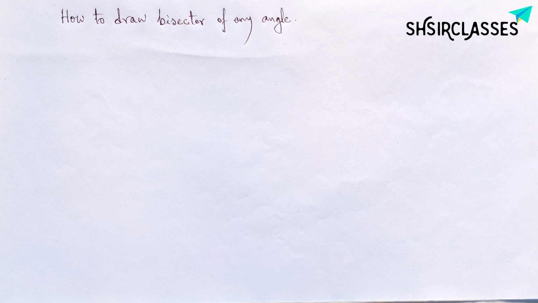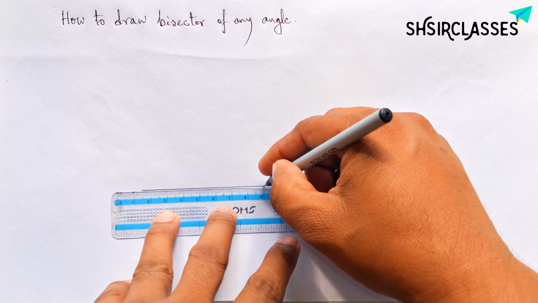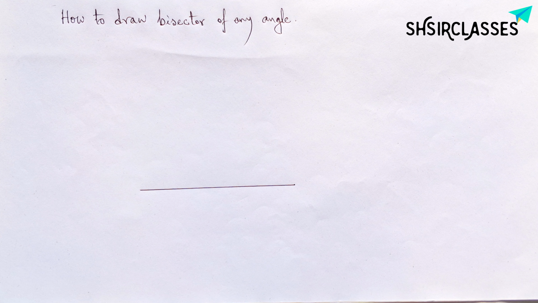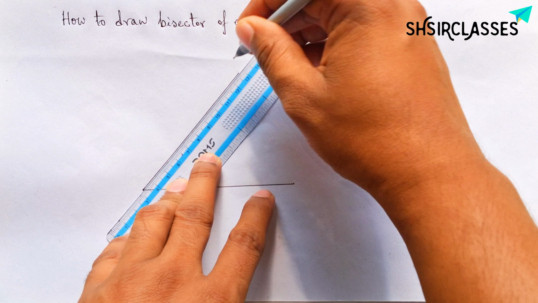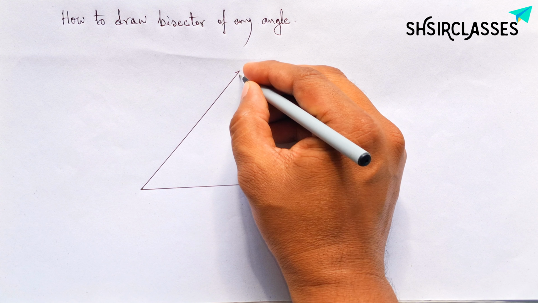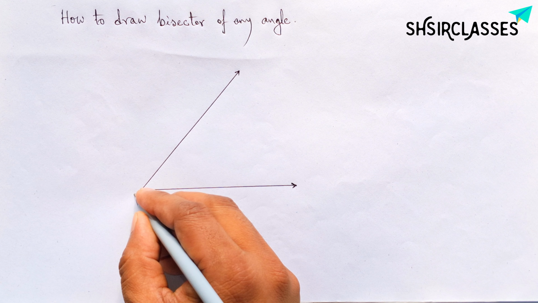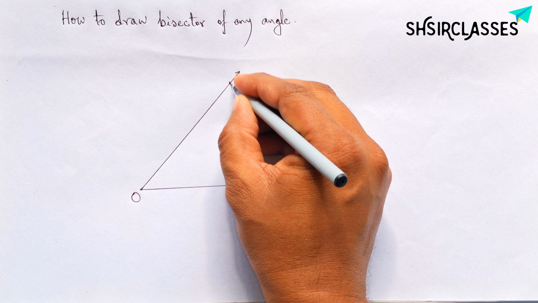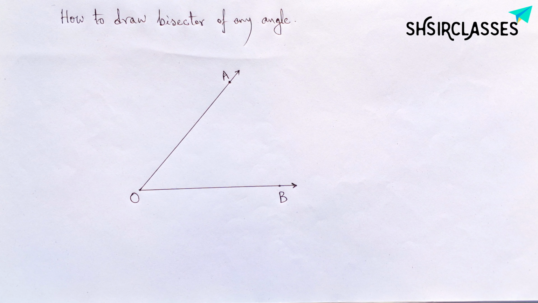First of all, we have to draw an angle. So drawing here two line segments of any length. So drawing another line segment from this same point in this way. Okay, next marking here an arrow mark and here also an arrow mark, and labeling here point O, and taking point A here and marking here point B. So this is the required angle AOB.